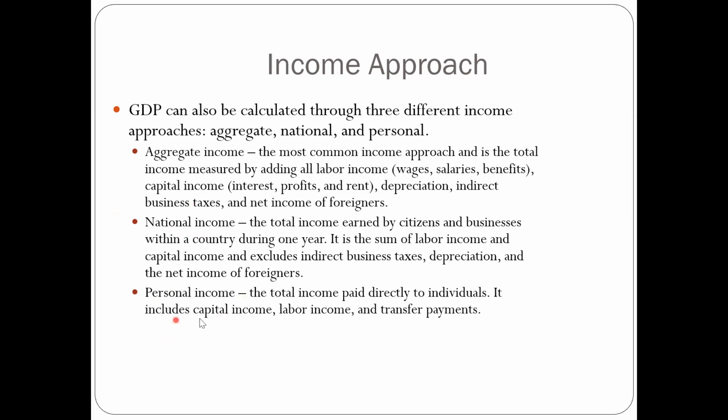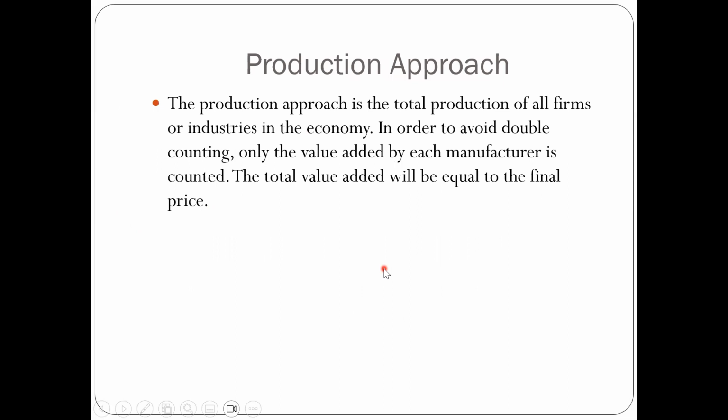The last approach is personal income. And in this approach, we use the total income paid directly to individuals. What type of income is paid directly to individuals? It's like capital income, labor income, or transfer payments. We have another approach here, the production approach, which is also called the value added approach.